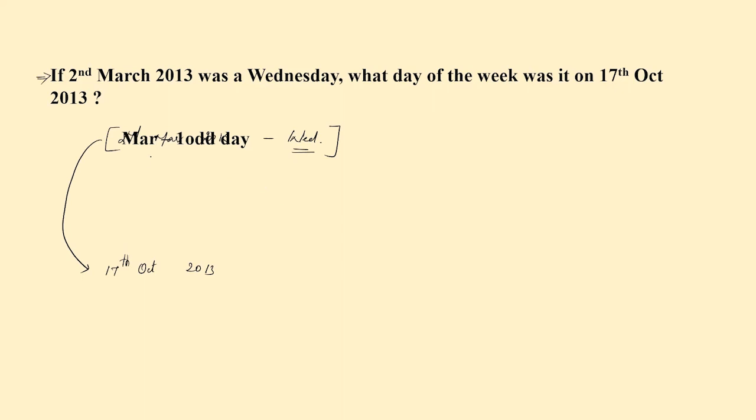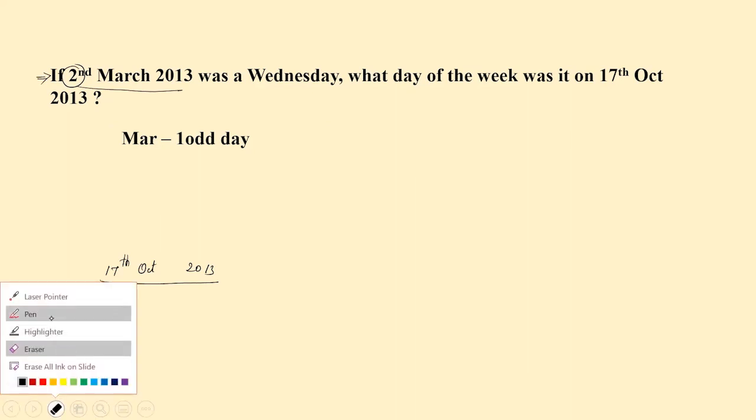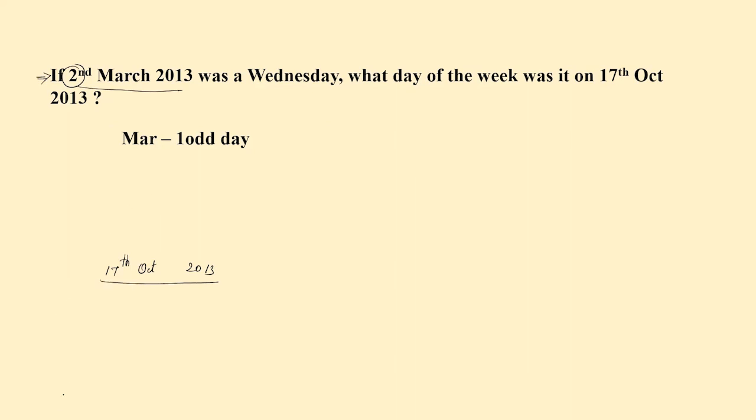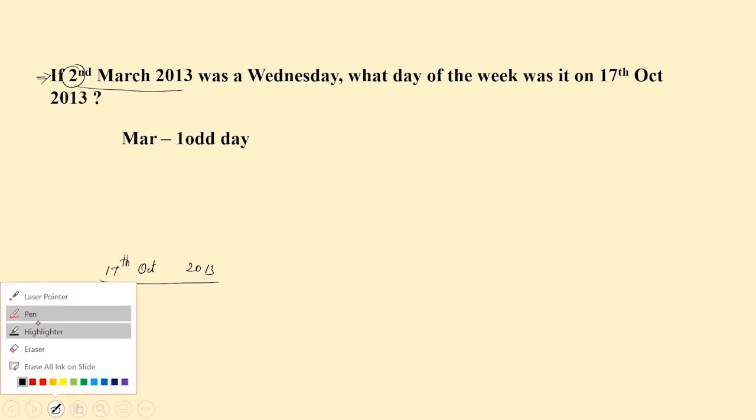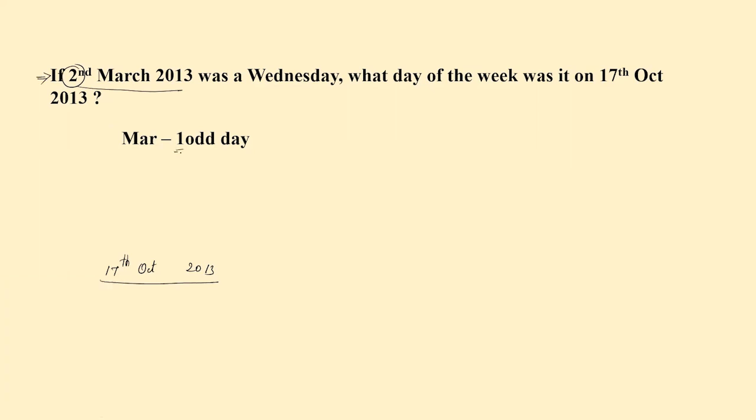So let's go ahead. Now March. Already 2 days are gone. How many days are remaining? From 2nd March 2013 till 17th October, I have to figure out the number of odd days. Already 2nd March has been counted and they have put it as Wednesday. March has 31 days, so if 2 days are already done, how many more days are left? 29 days. In 29 days, how many odd days are there? 29 divided by 7, the remainder is 1. So 1 odd day.